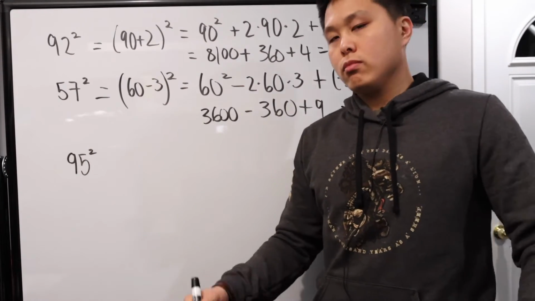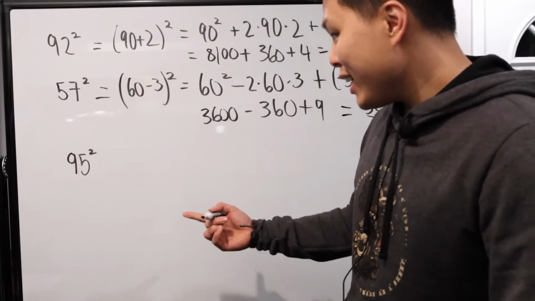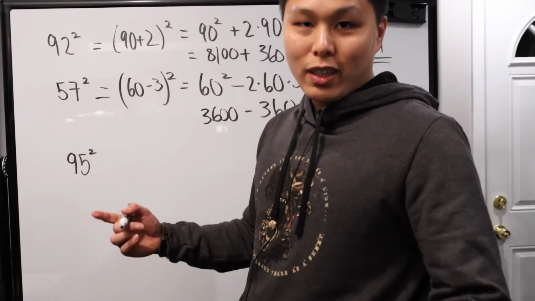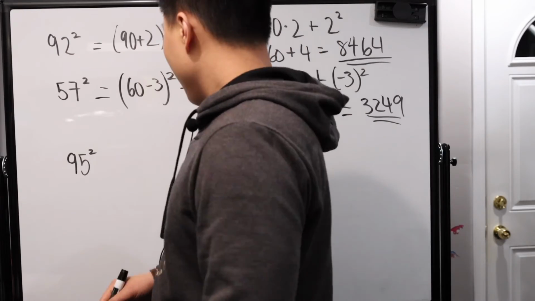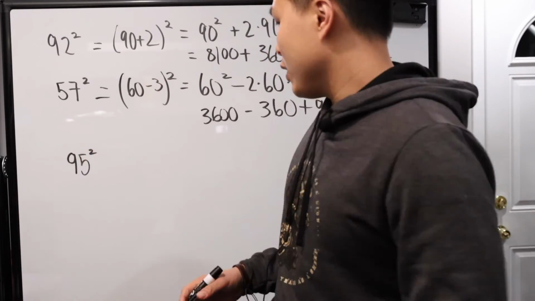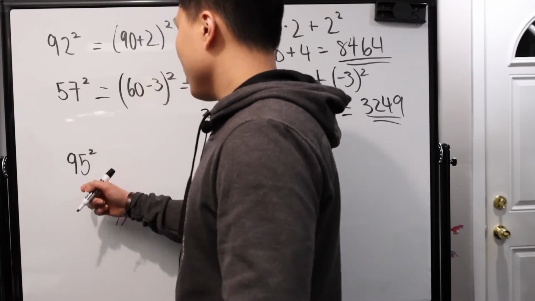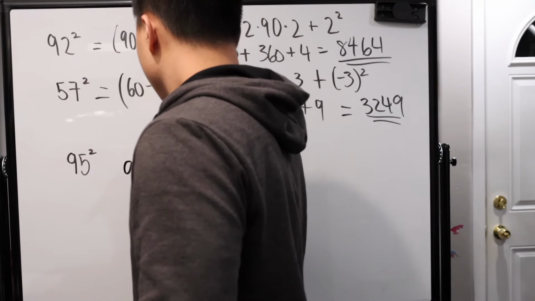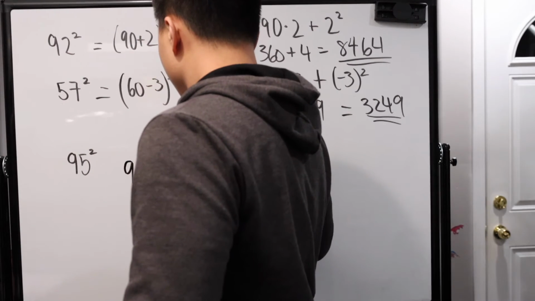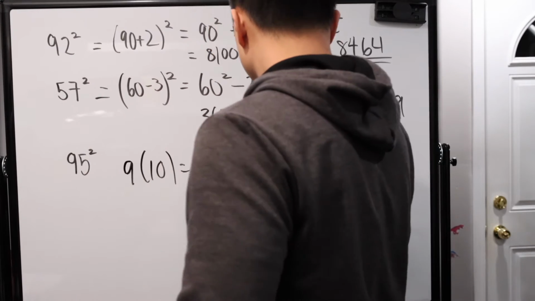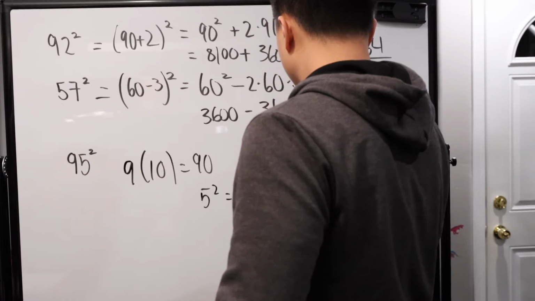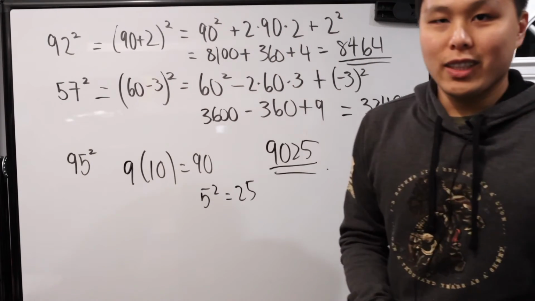Last one. This is 5. What do we do? Trick question, right? There is a rule such that when it ends in 5, it's very simple, so we don't really have to do this at all. Remember that we take away the 5, and I go into this extensively in another video, so you can look at that. Take away the 5, then you have 9 times 10, which is 90, and then you have 5 squared, which is 25. So the final answer is going to be 9025. Boom. Just like that.